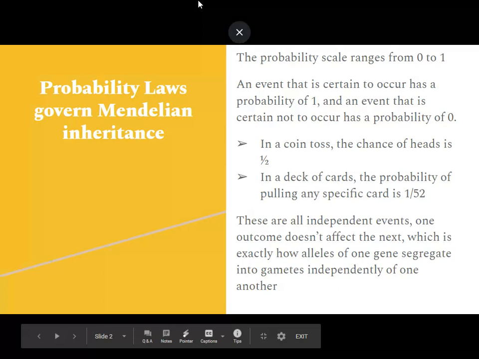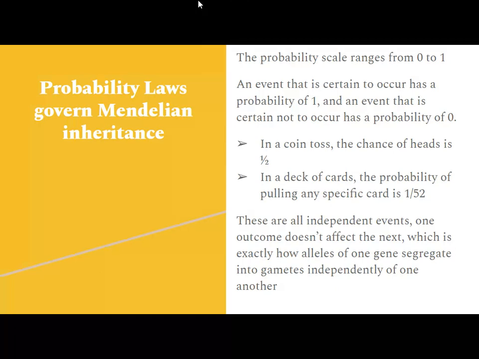So when we talk about probability, the scale ranges from 0 to 1. Something that is certain to happen has a probability of 1. Something that is certain to never happen has a probability of 0. So if I flip a coin, the probability that it will be heads or tails is going to be 1, but the probability that it will be purple is 0.